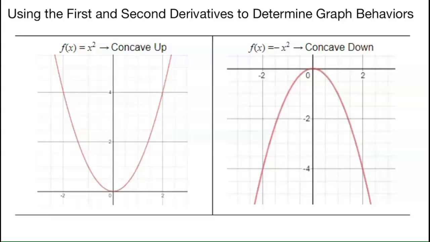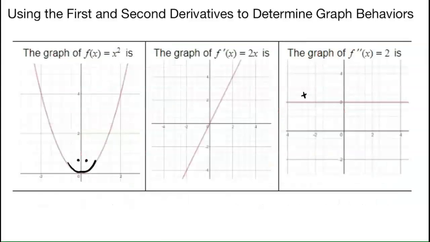In this example, the graph of f of x equals x squared is concave up, whereas the graph of f of x equals negative x squared would be concave down. The point where the graph changes concavity is called the inflection point. A useful tip for remembering this is that concave up makes a smile and concave down makes a frown. We can use the concavity to determine information about the first and second derivative of the original function.